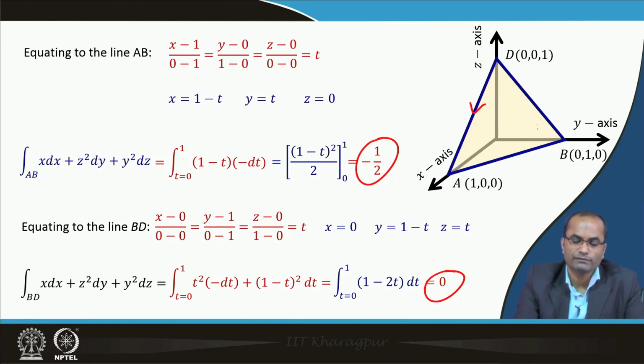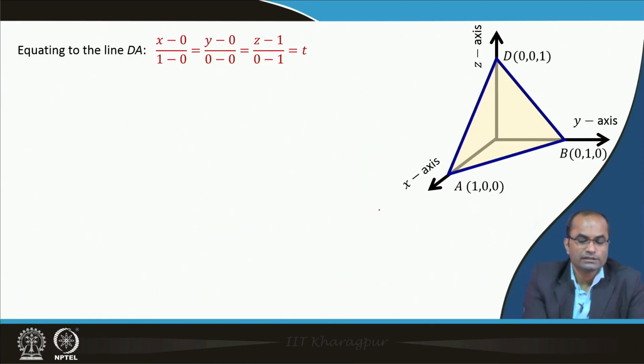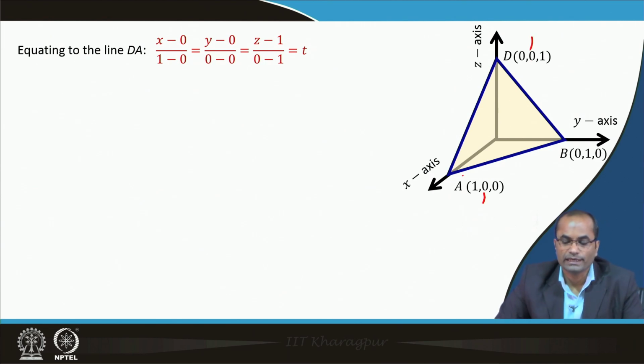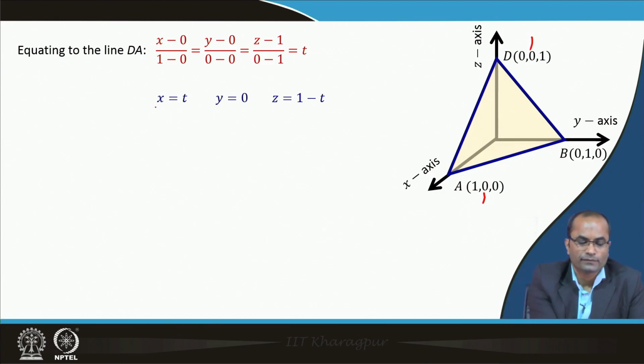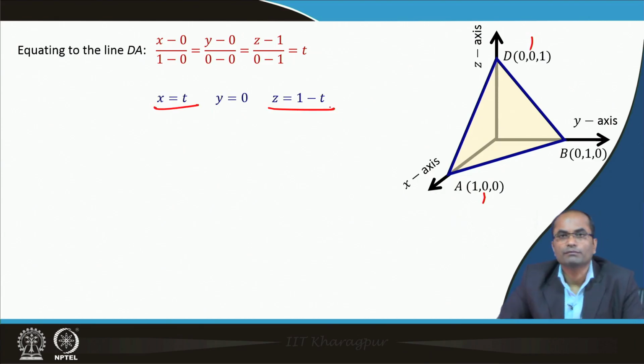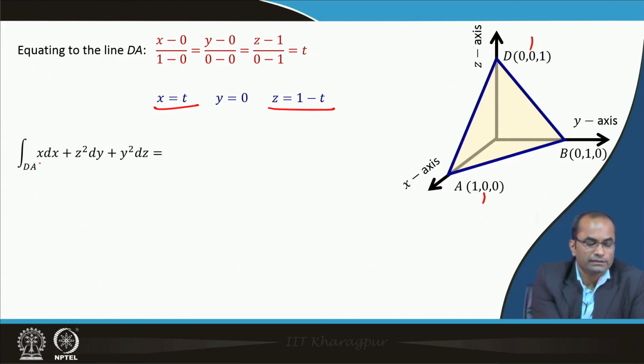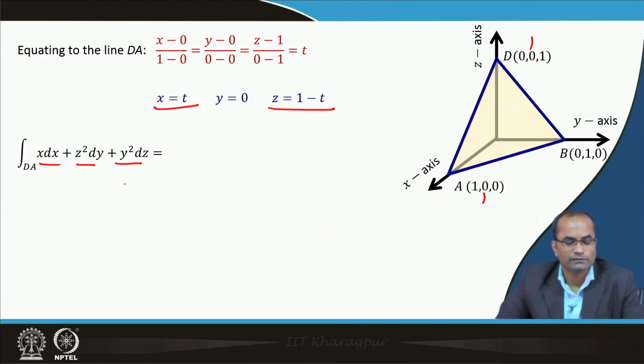Then the third line we consider as the DA line. Along this DA line, the y component is fixed and x is varying from 0 to 1. So, we can take x as t and z as 1 minus t, that is the parameterization of this line. Again we have x dx, z square dy and y square dz. In this case y is 0.